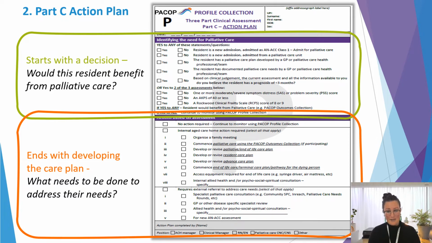internally. The third part is external referral to address their care needs. Maybe they need to see their specialist or their GP, allied health, or the specialist palliative care team, or maybe they need a new ANAC assessment. So this is where we're asking these questions for the clinicians. Do we need to go further to address their care needs?